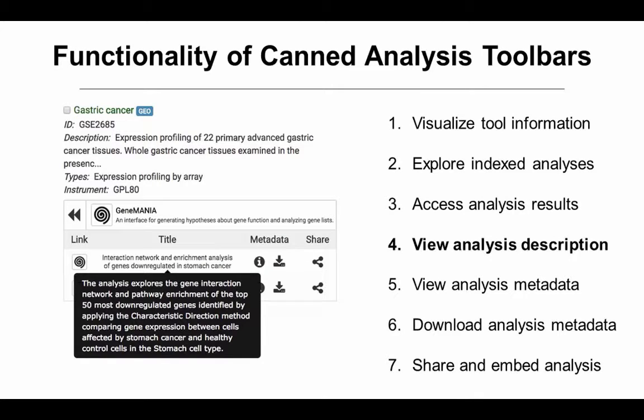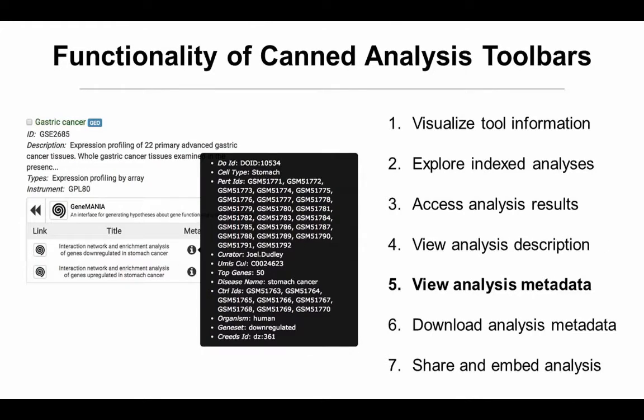Second, the user can also visualize the title of the analysis and a brief description by hovering over the middle column. There's also the option to visualize the metadata associated to the analysis. So for example, we can see the cell type, the disease type, the number of genes which have been involved in the enrichment analysis, the IDs of the samples which have been used for the controls and for the perturbation samples to perform the analysis.